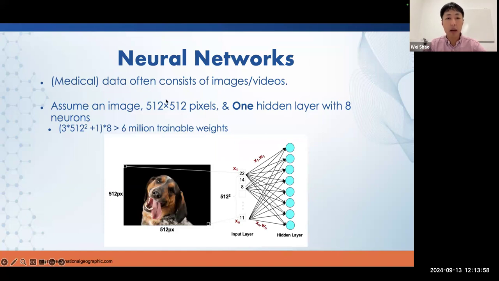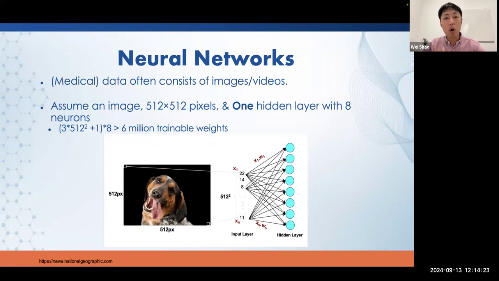But if you simply do what you usually do for the fully connected layer, you flatten them, with even one hidden layer, for example with 8 neurons. This is the simplest deep learning model you will ever see. In reality, we have much more complicated architecture. But even with this very simple architecture, you have 6 million trainable weights. So this doesn't work because it makes your model really, really complex.